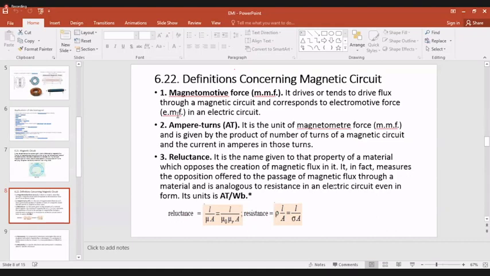Why does current flow? Due to the EMF, due to the voltage. Then there will be a flow of electrons. Like this, MMF is required to generate the magnetic field lines in the magnetic material or in the magnetic circuit. Due to the magnetic force, the flux lines generate.